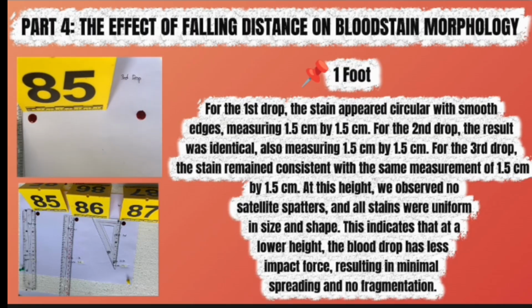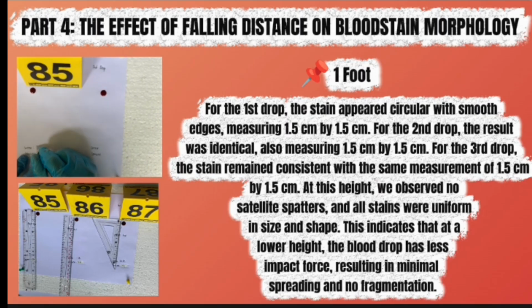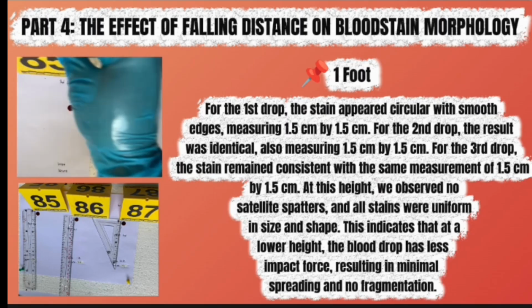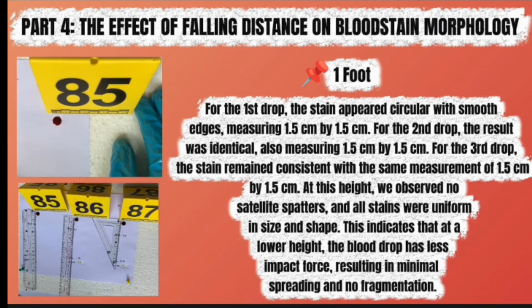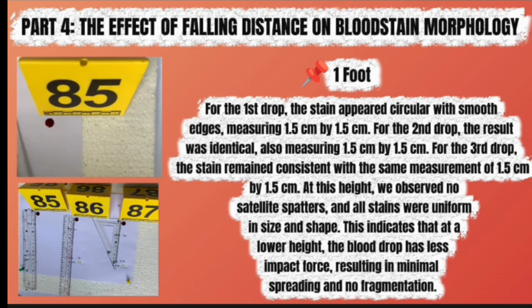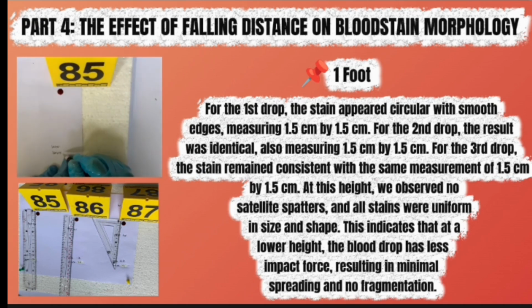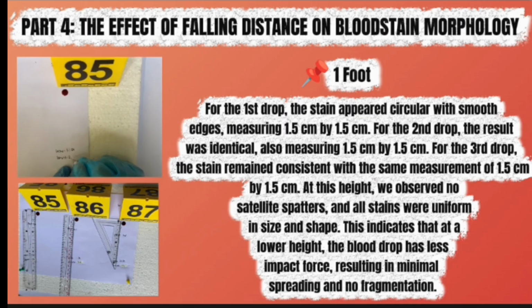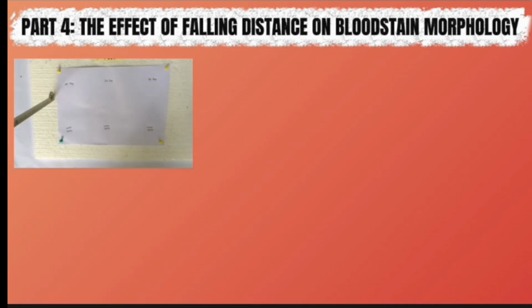At this height, we observed no satellite spatter and all stains were uniform in size and shape. This indicates that at a lower height, the blood drop has less impact force, resulting in minimal spread and no fragmentation. 2 feet.